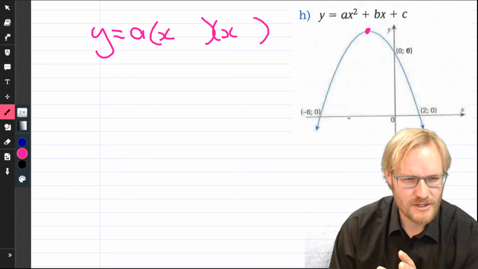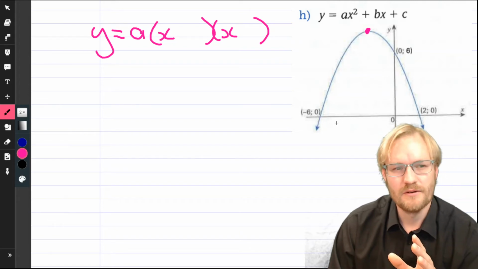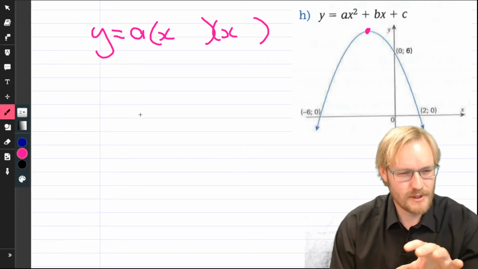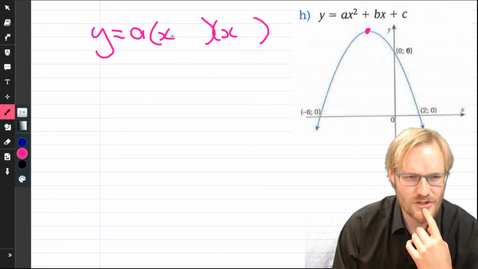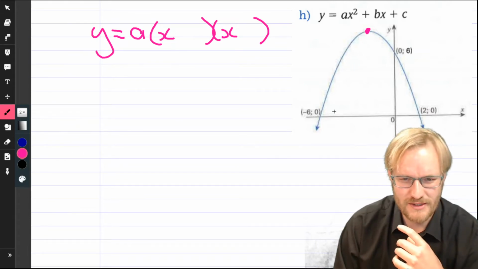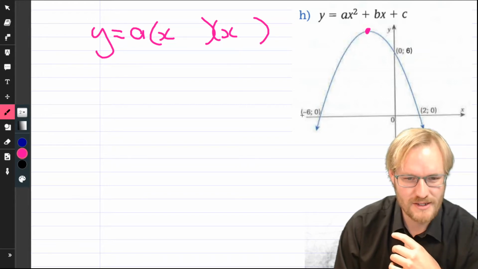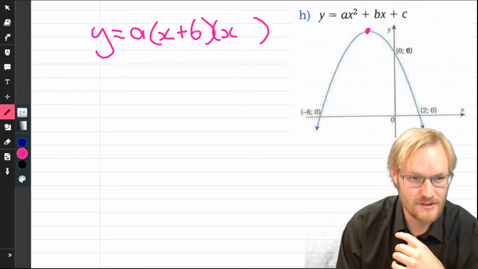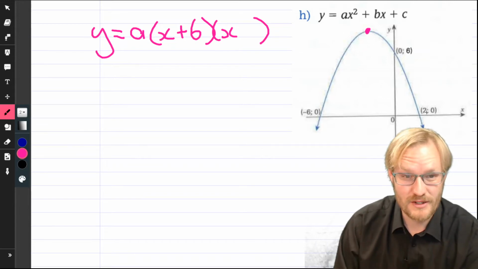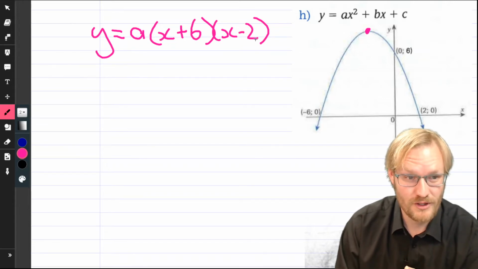And that's how we started this section, was work out the x-intercepts, okay, multiply all out, factorize, let y equal 0. Okay, so we're going to subtract each of these x-intercepts. So we're going to subtract negative 6, which is the same as adding 6. And we're going to subtract 2. So that's in x-intercept form.